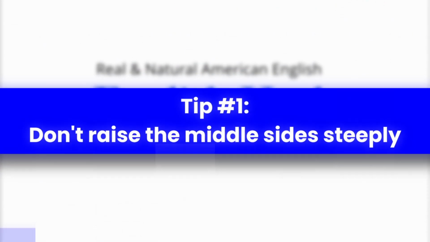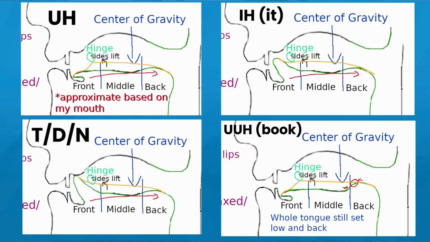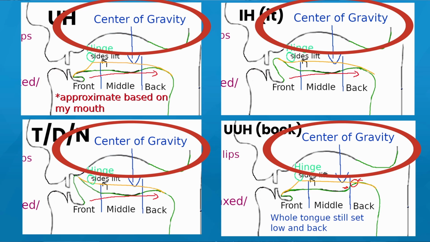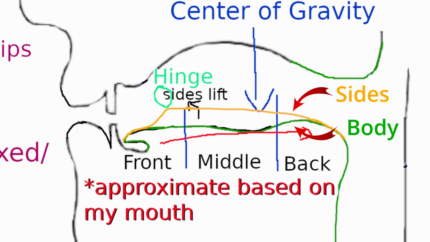Tip number 1, don't raise the middle sides steeply. The maps that you'll see emphasize the tongue lowness setting and the center of gravity, based on how they feel in my mouth. But many students overdo this by trying to keep the sides way too high. This can easily bring in way too much tension as well as just make you sound weird. You simply need the middle sides to be a little higher than the middle body. Remember that the mouth is pretty small, so what we see on the maps actually isn't that steep.